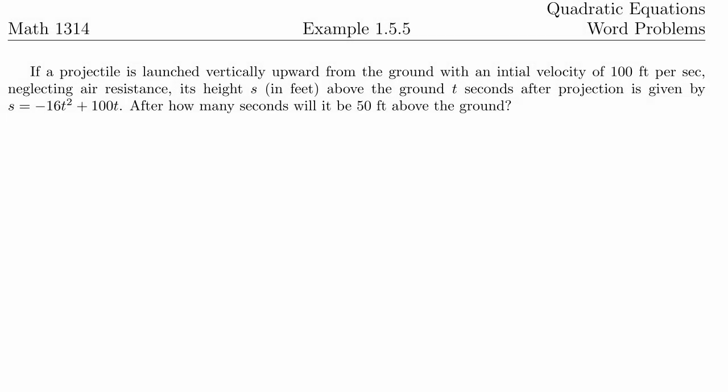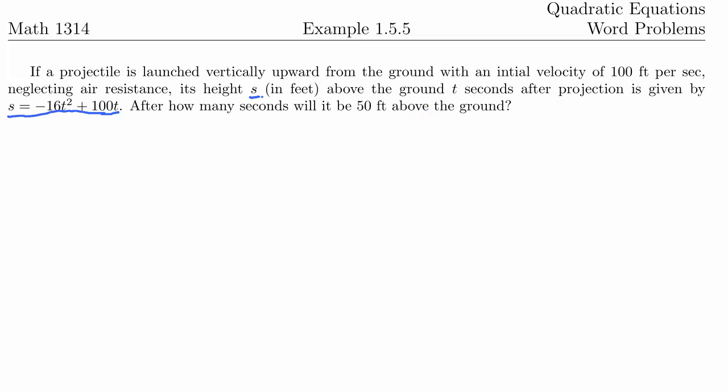Hello. The following example is example 5 in section 1.5. If a projectile is launched vertically upward from the ground with an initial velocity of 100 feet per second, neglecting air resistance, its height s in feet above the ground t seconds after projection is given by the equation s equals negative 16t squared plus 100t. After how many seconds will it be 50 feet above the ground?